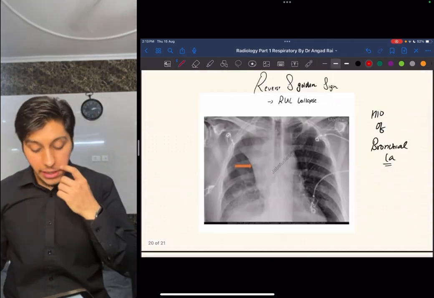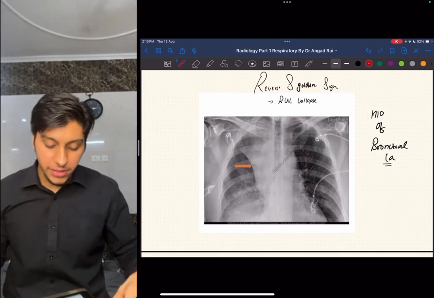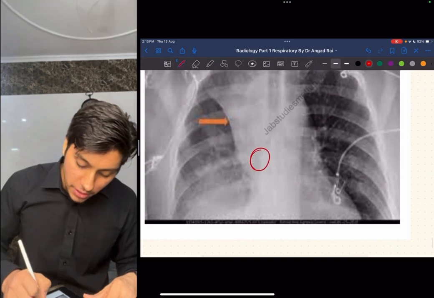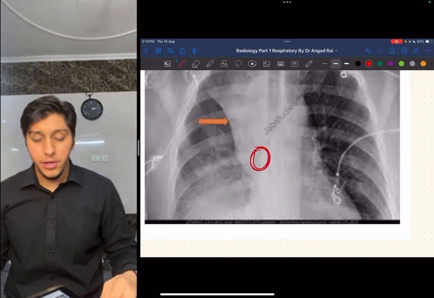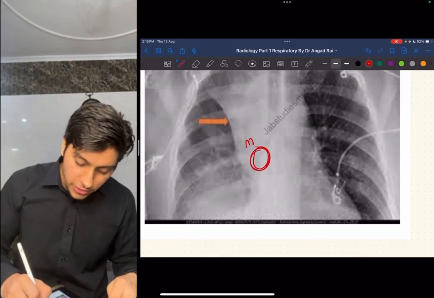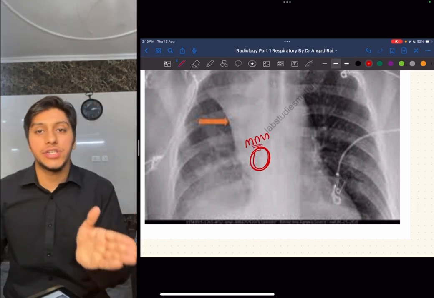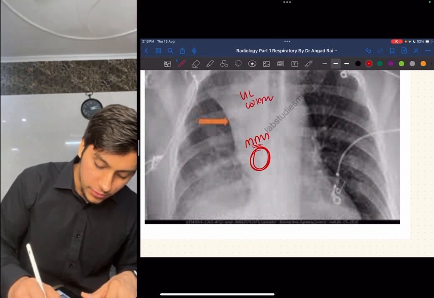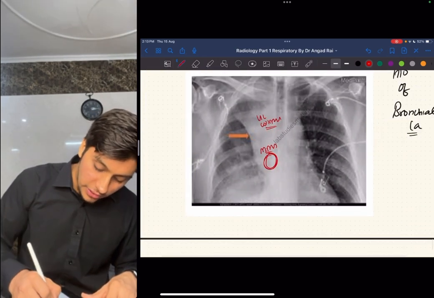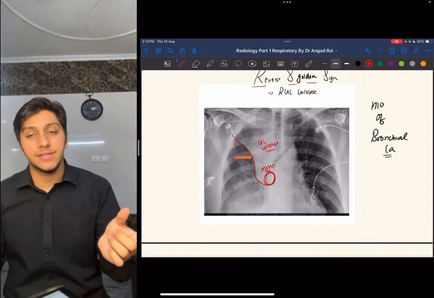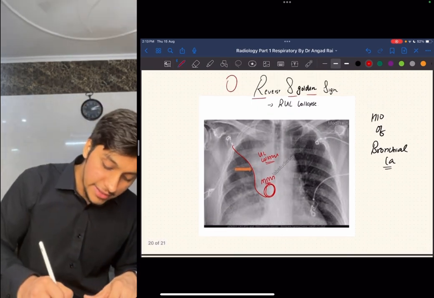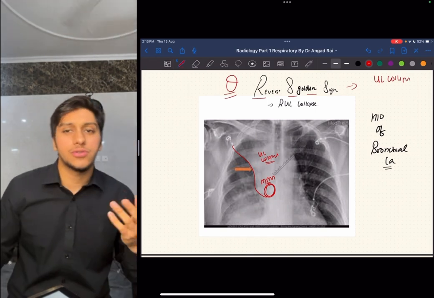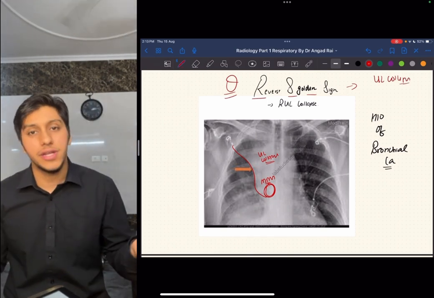Now guys, in case of a collapse, a very important sign is known as the reverse S Golden sign, in which a patient usually had maybe a bronchoalveolar cancer over here, and there was a mass. Because of the mass there was fissure displacement, thereby developing an upper lobe collapse. Over here you can see it looks like an S, but it is an upside-down S. That is why this is known as the reverse S sign, which is seen in upper lobe collapse associated with a mass such as bronchogenic cancer.